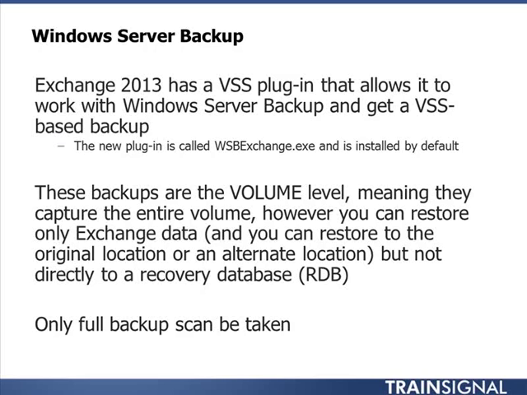The other important point about Windows Server Backups is that only a full backup scan can be taken. So there are no adjustments in terms of incremental, differential, and so forth. It's a full backup scan. Let's jump over to our Exchange server. Let's enable Windows Server Backup. Let's take a volume level backup of our Exchange environment, and then we'll work through the restore process, and you'll get a chance to see what we mean by being able to restore only the Exchange data.